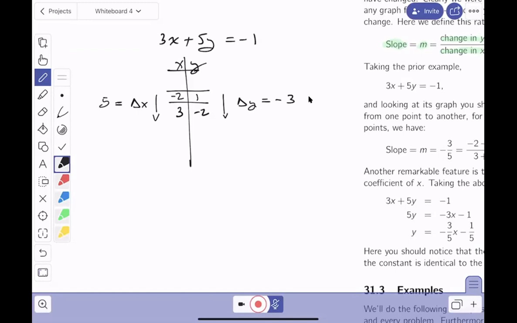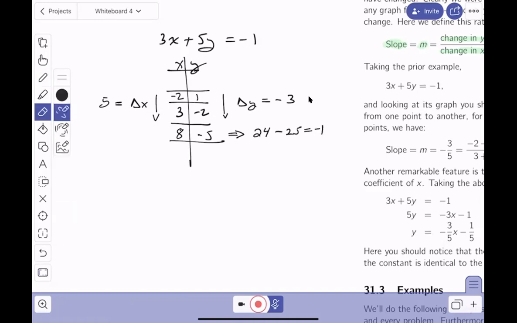All right. Now someone says, could you keep counting? I could. What's the next value going to be? Well, on the x's, I go up by 5. This would be 8. On the y's, I go down by 3. So this would be minus 5. Now, not that I want to do it, but I'm going to check this. It should be 24 minus 25 equals minus 1. That checks out beautifully, but that's not my intent. My intent is to write the slope down.